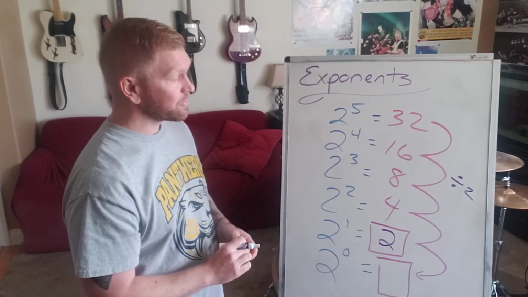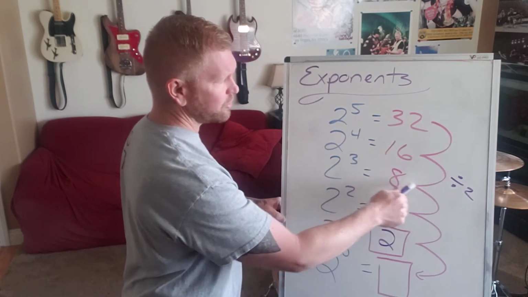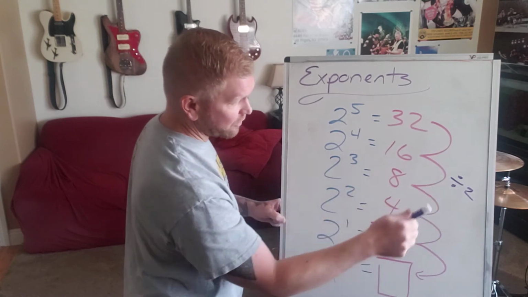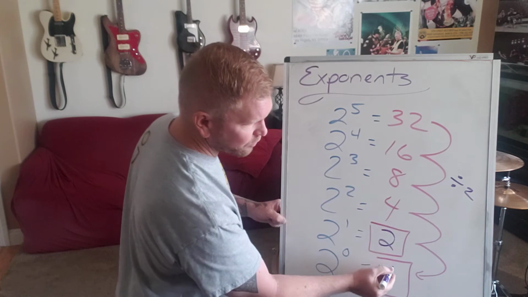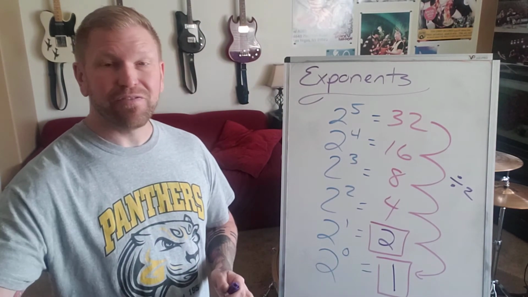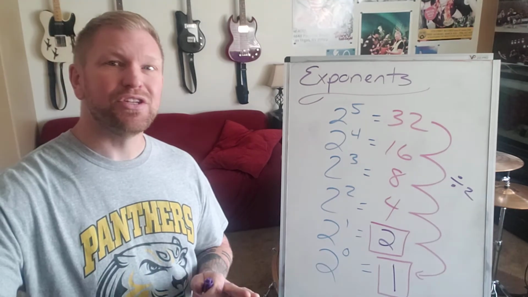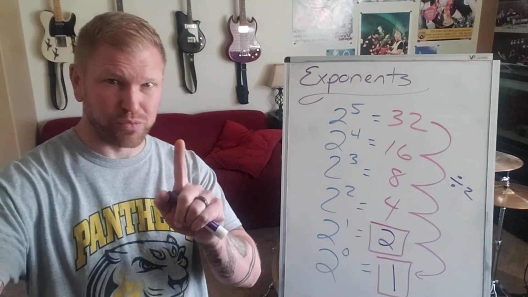That kind of makes sense. Okay, now let's keep following this pattern. Divide by 2, divide by 2, divide by 2, divide by 2. So take this, divide it by 2, and that will equal this. Well, 2 divided by 2 equals 1. So 2 to the 0 power equals 1. In fact, any number to the 0 power is going to equal 1. Any base to the 0 power equals 1. Even like a million to the 0 power equals 1.